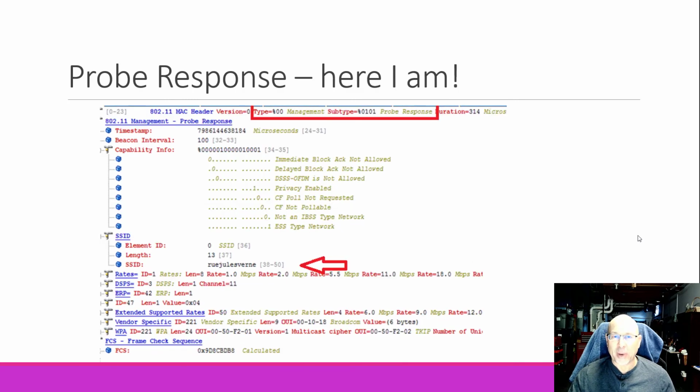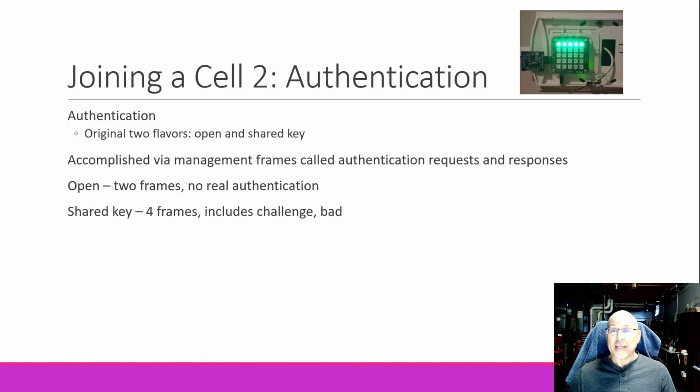Well, in response to a probe request, we get a probe response. Makes sense. And if you take a look at this probe response, other than being a different subtype, it has all of the same information that the beacon did. And so this is just another way to join the cell. So a beacon and a probe response have almost the exact same information in them. And that sort of makes sense because at this point we are really trying to join the cell. The next step in joining a cell is authentication.